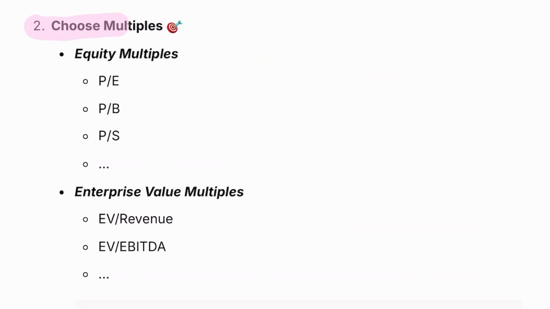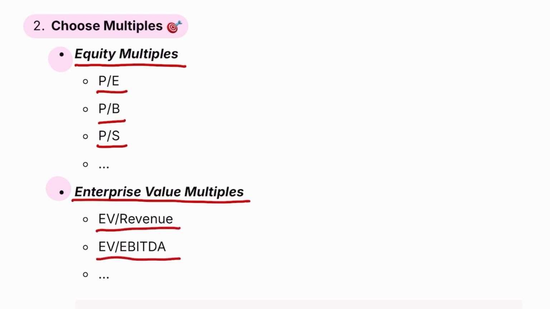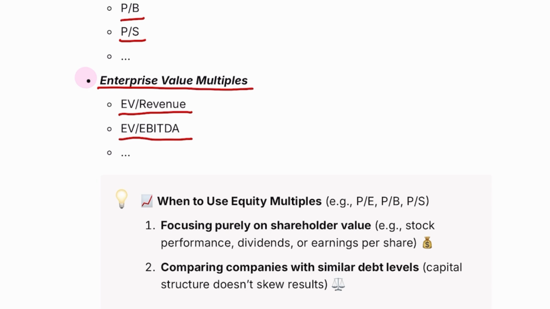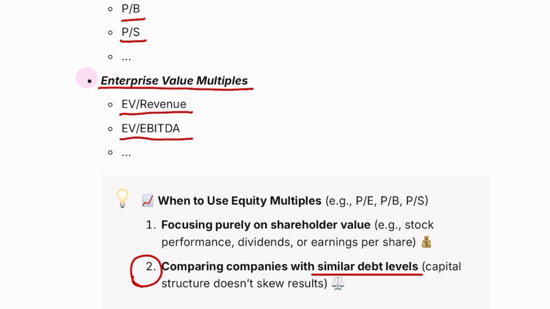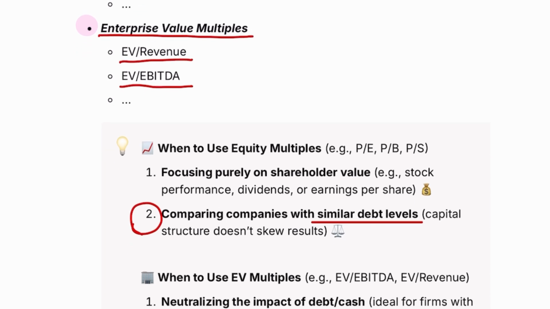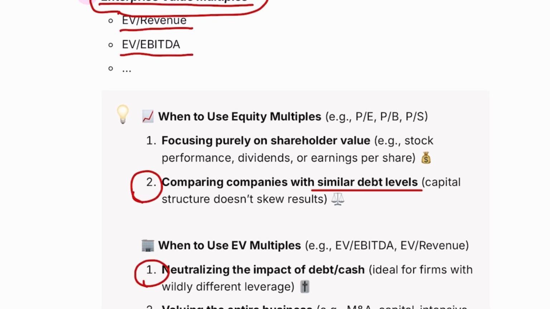The second step is to choose multiples. There are two types of multiples. The first one is equity multiples like PE, PB, PS, etc. And the second one is enterprise value multiples like EV to revenue, EV to EBITDA, etc. I guess one main difference is that equity multiples are good for companies with similar debt levels, so that the capital structure will not alter the result a lot. And enterprise value multiples, that is EV multiples, are good for peer companies with diverse debt structure.